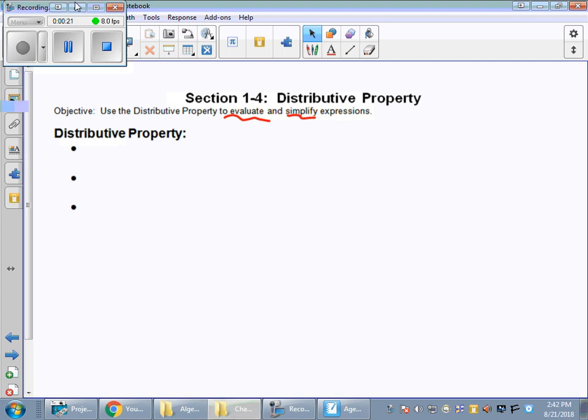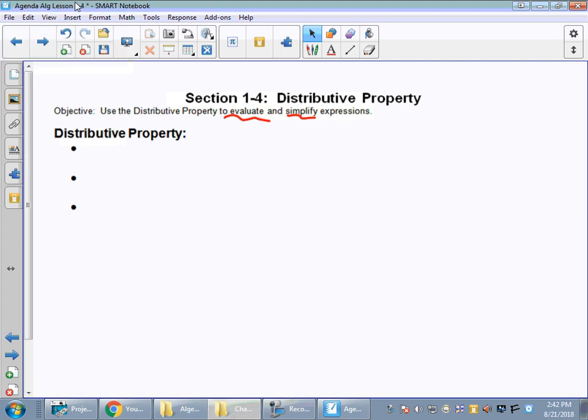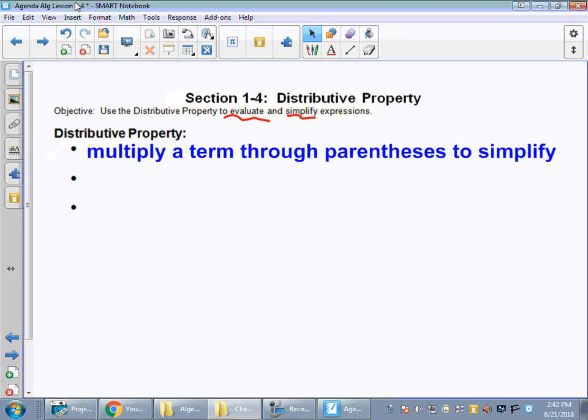All right, distributive property. I'm sure a lot of you have seen this in the past, but we're going to do it again. And if you haven't seen it or weren't very good at it, here's another chance to get caught up. So what is the distributive property? Distributive property is when we multiply a term through parentheses, and we're doing this to simplify. So again, the objective was to evaluate and simplify. We're going to multiply through parentheses to simplify.